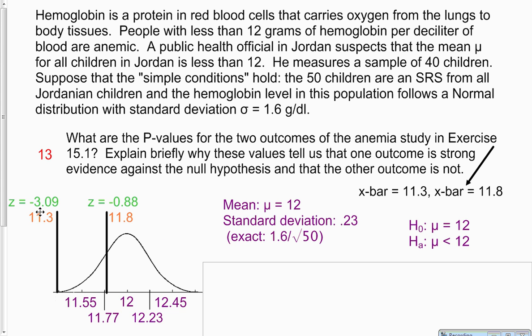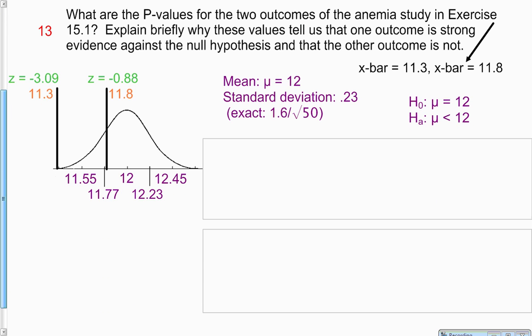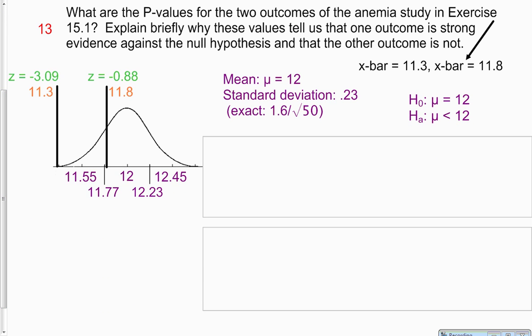We had 11.3, which we found a z-score of negative 3.09 in the last problem. We had 11.8, which was a z-score of negative 0.88 in the last problem. So we have all of these numbers here. Now we need to calculate a p-value. Now a p-value is the percentage under the curve. It's the proportion under the curve that we're trying to find.